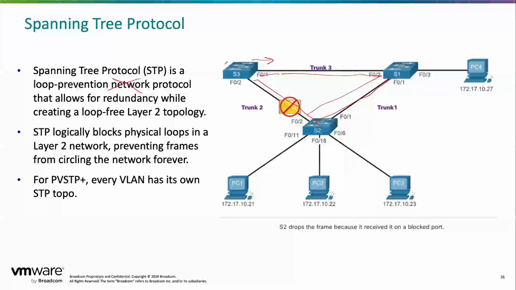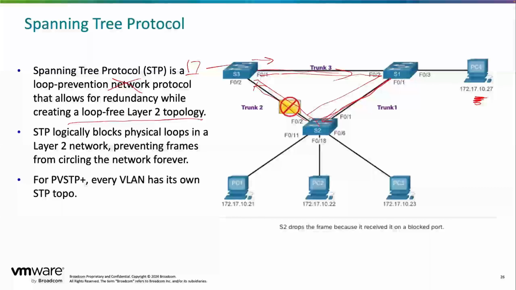Why? Because, for example, when PC4 sends out a broadcast, S1 just forwards this to S2, S2 forwards this to S3, S3 forwards it to S1. The broadcast just circles around and triggers a very big issue. That's why, from the data link point of view, we need to have a loop-free layer 2 topology.